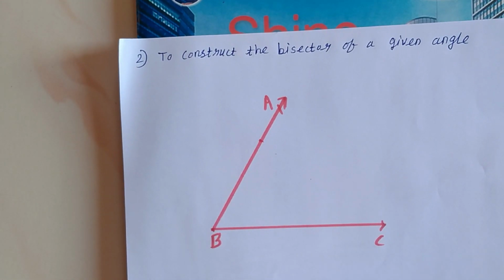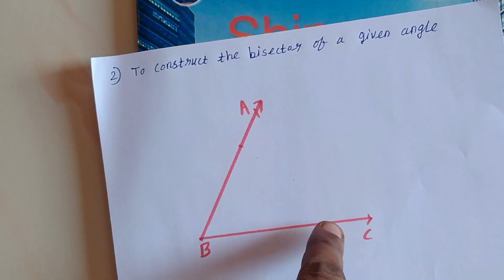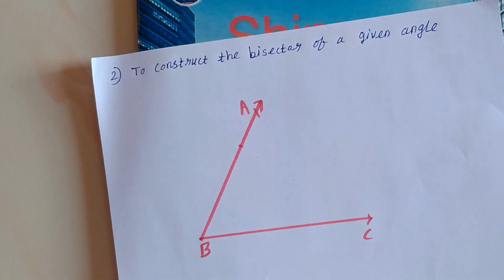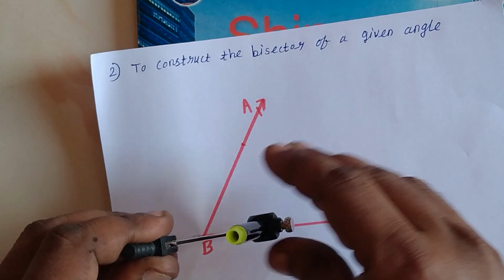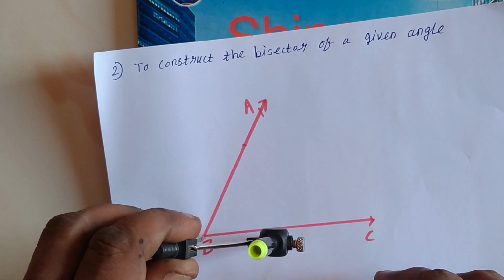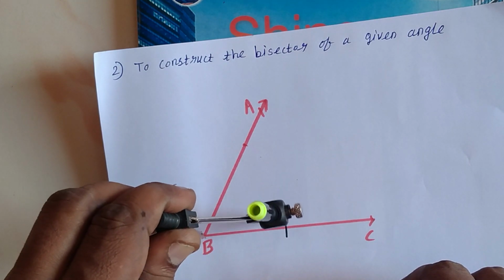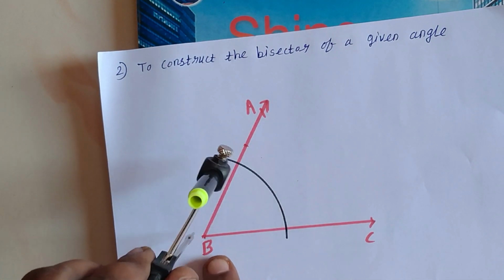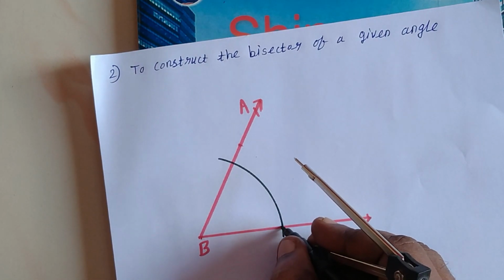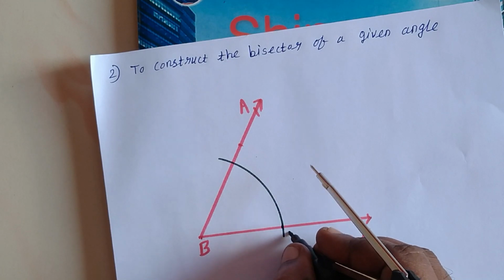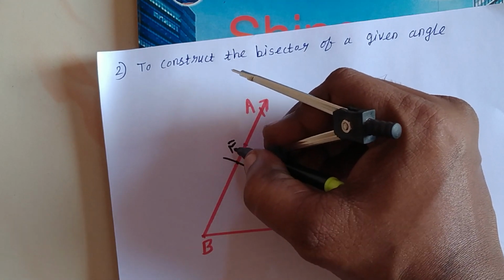Students, second construction, to construct the bisector of the given angle. So already I have drawn an angle ABC. So we have to draw the bisector of angle ABC. For this you have to again take a compass and keep the pointed tip on B, and then take a sufficient distance, a proper distance which should not be too small or too large, and draw the arc such that it will intersect the two arms, that is BC and BA. Now this arc is intersecting BC at this point which we can take as D, and this point which we can take as E.